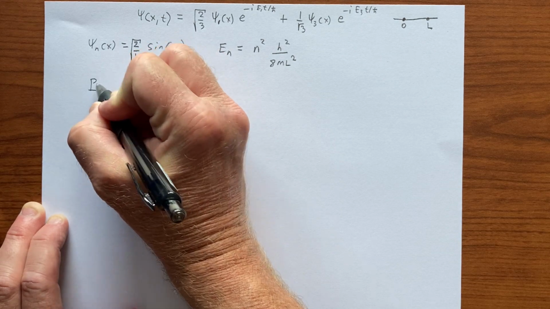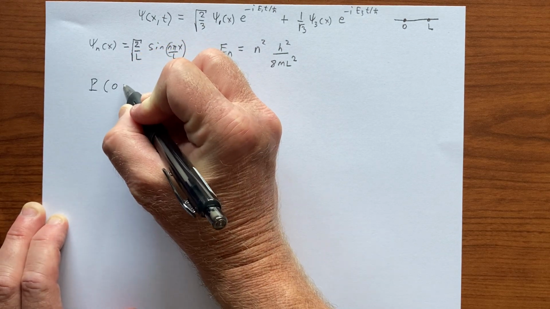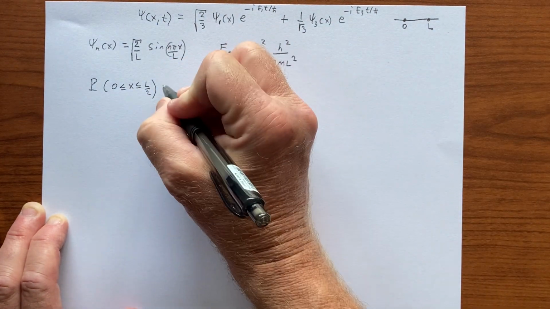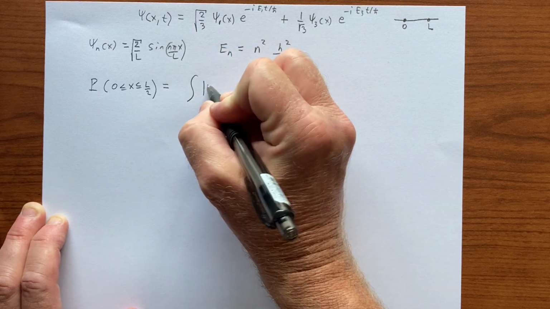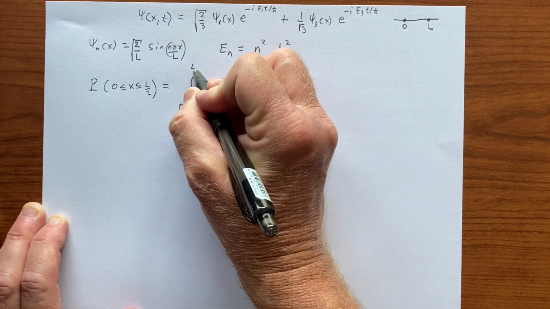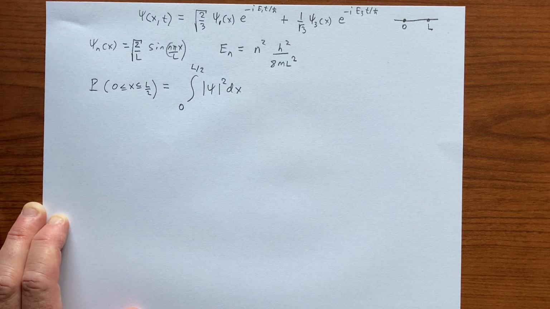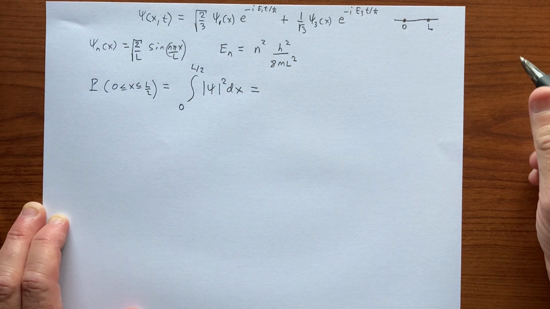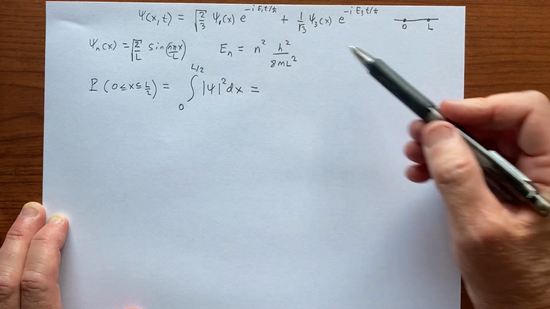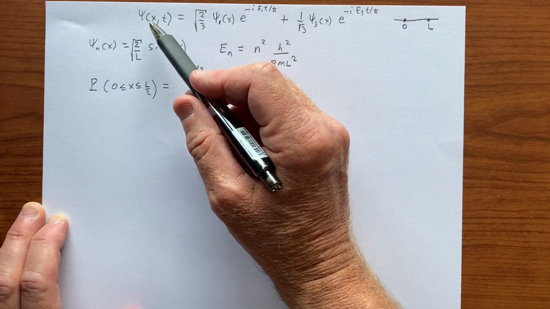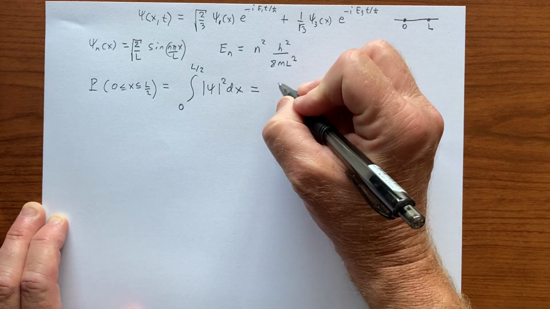So the probability of finding it between 0 and L over 2 is the integral of psi modulo squared in dx, but from 0 to L over 2. So if we think of this through the actual calculation, then we have to do psi star. Psi star turns this into positive, this into positive. And then we have to do times psi, which is this.